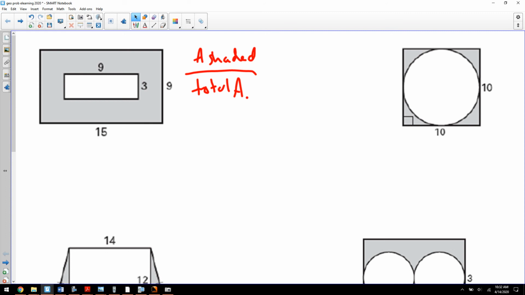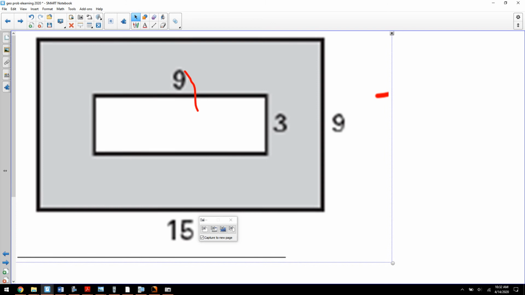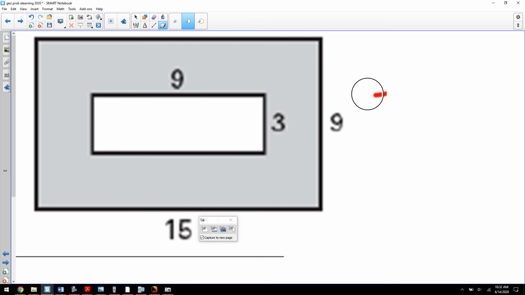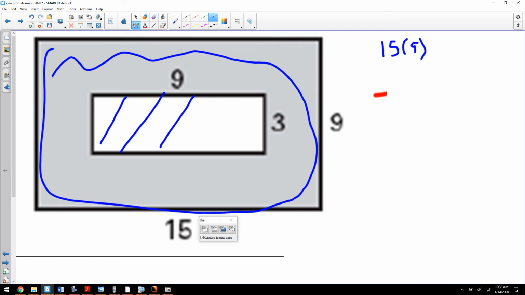Okay? So if we look at an example here, and let's look at the very first one. The area of the shaded region here is created by the rectangle, and then there's a small rectangle cut out of it. So in this case, we have the large rectangle that is 15 by 9, and that's the big shaded part, but we have to cut out this piece in the middle. So you have to subtract out the 9 by 3. This gives you the area of the shaded region.